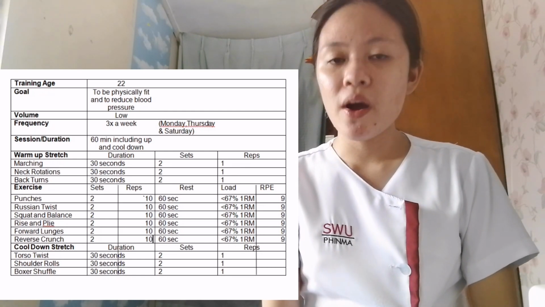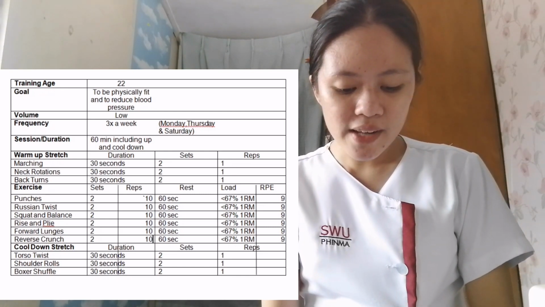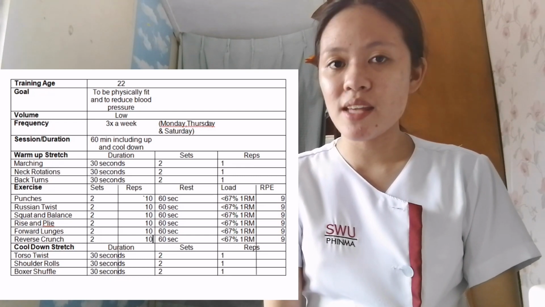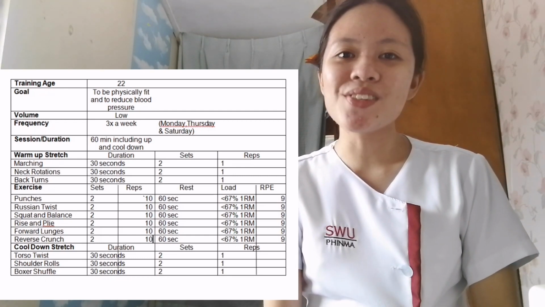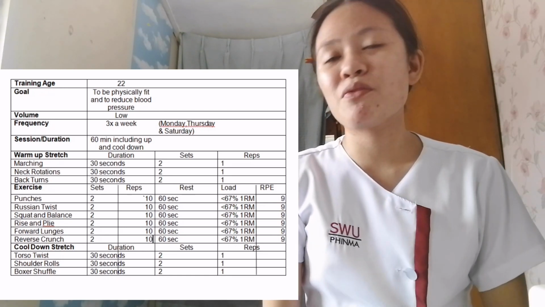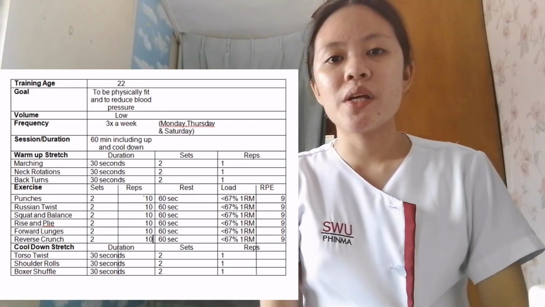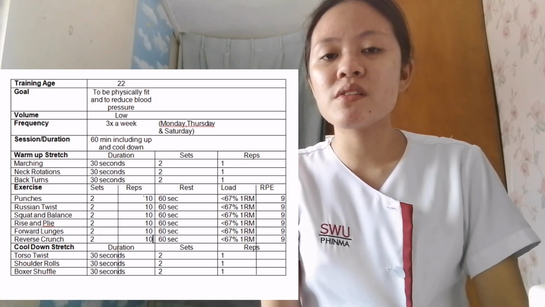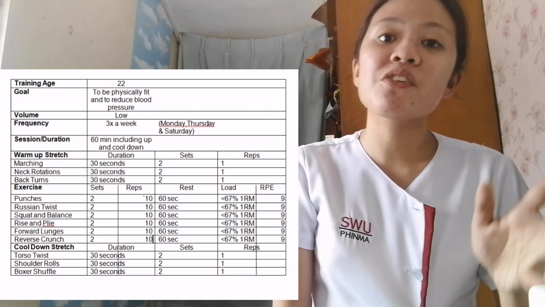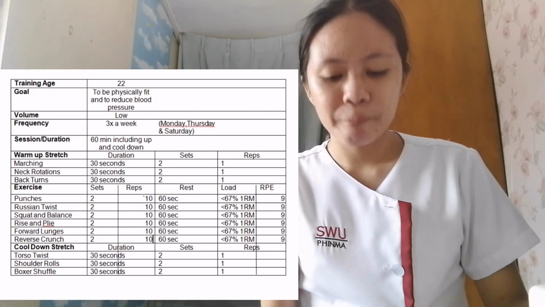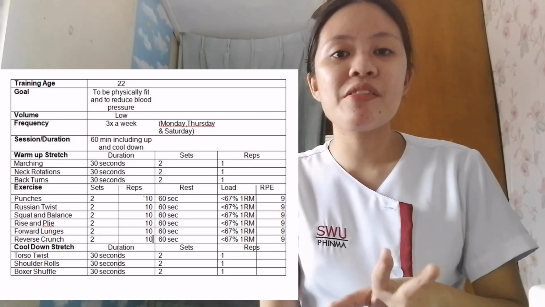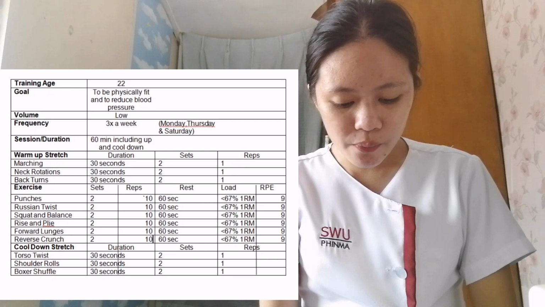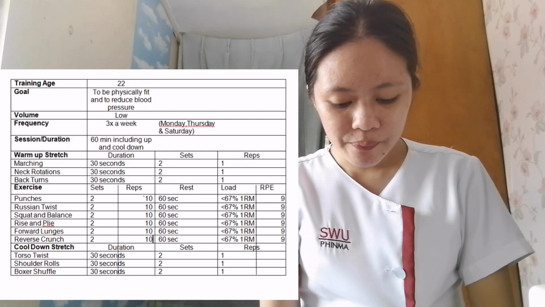So next, let's proceed to the rise and fly. The sets would be 2, the repetition would be 10, the rest would be 1 minute or 60 seconds, the load is less than 67% 1 RM, and the RPE is 9. The rise and fly is very effective because it works the glutes, the quads, and the hamstrings, and it also focuses on the inner thighs and the adductor muscle.